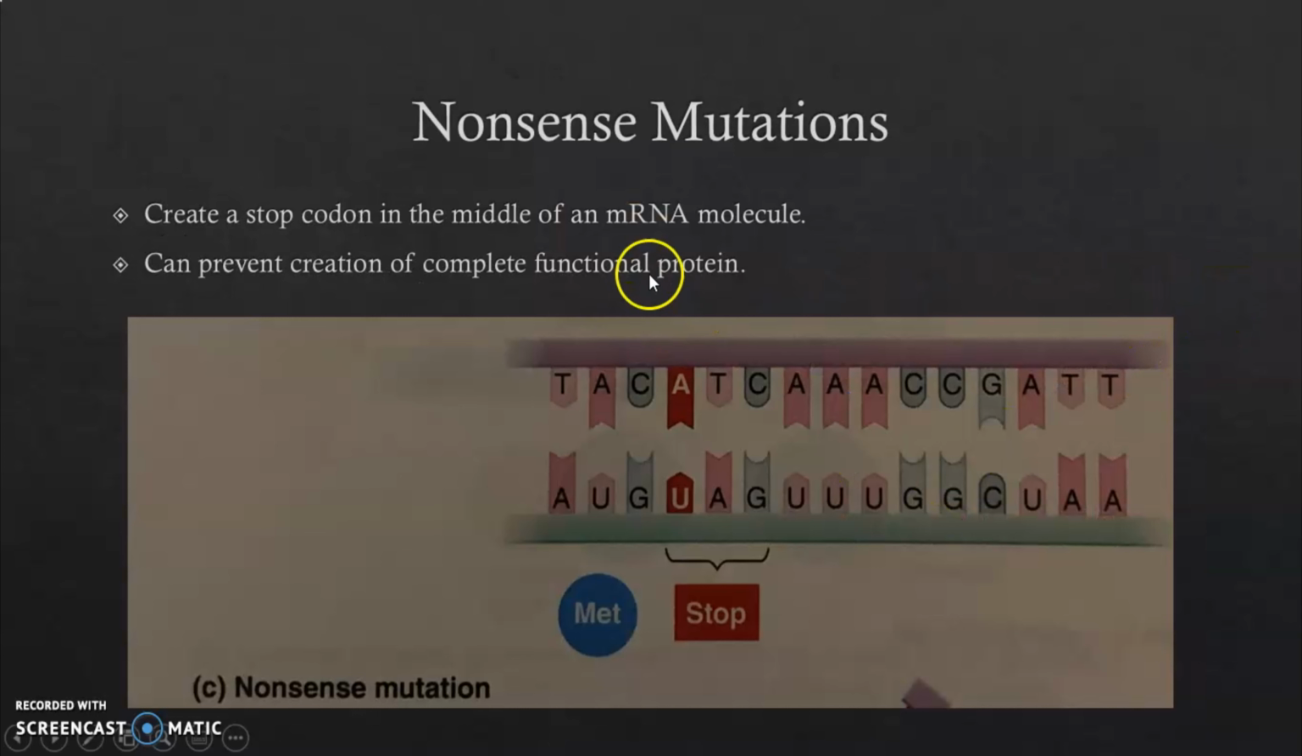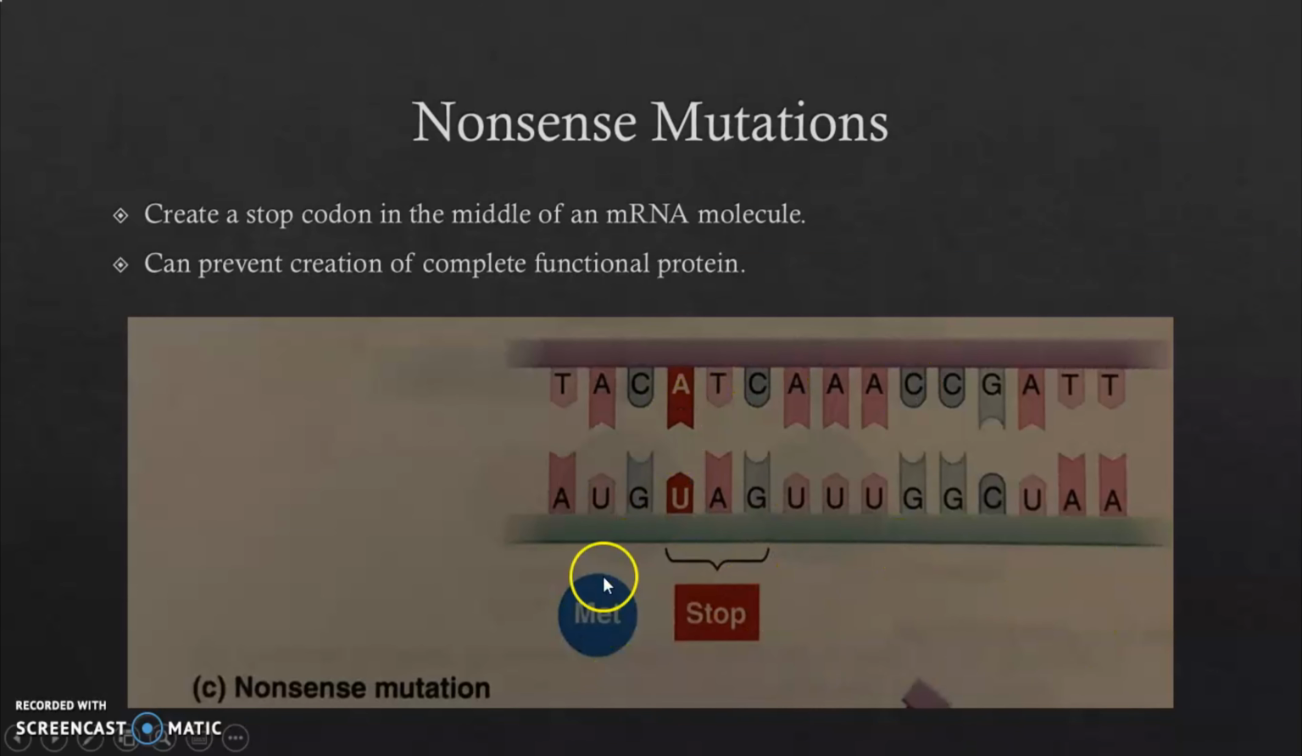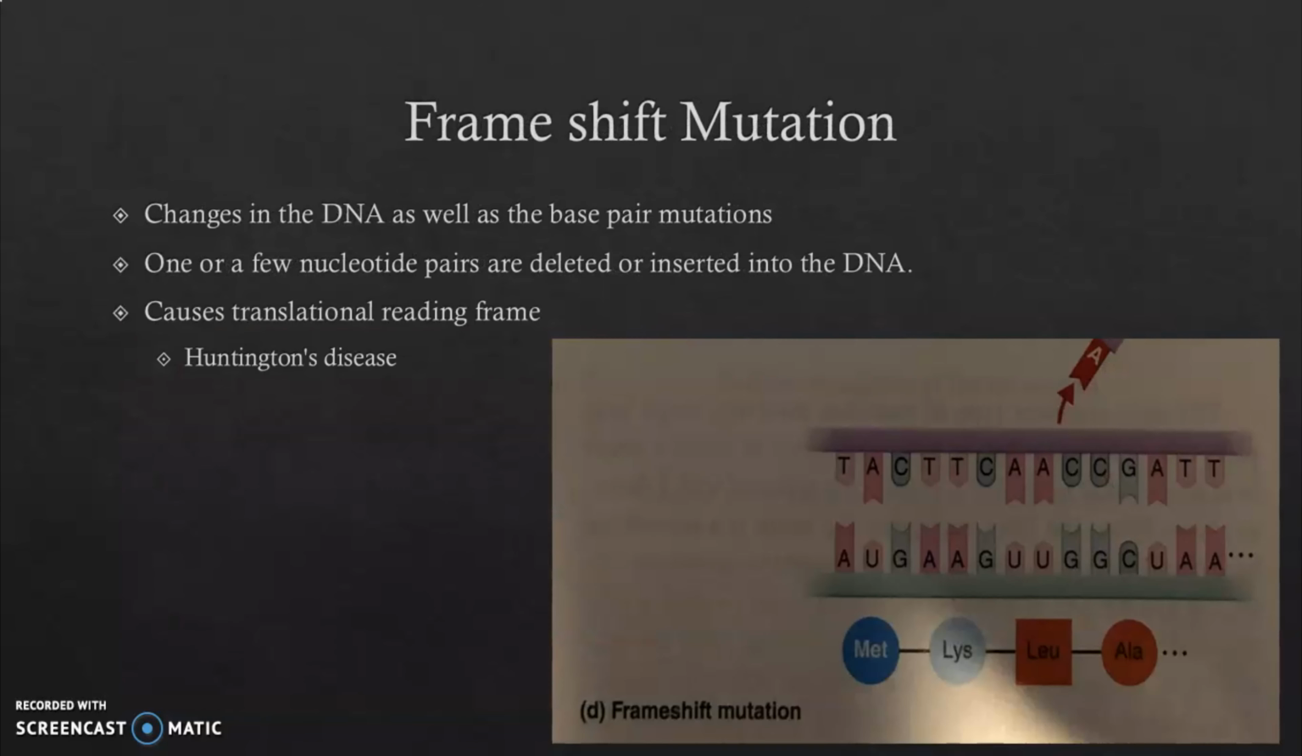A nonsense mutation. Now, these are the really serious ones, because these create a stop codon in the middle of the mRNA molecule, and these can prevent creation of a complete functional protein. Whereas with the missense one, while it could be serious, you at least still get the complete amino acid sequence, and a protein can be created. Here, these create premature stop codons, and they prematurely stop coding the protein, and you could end up with something that was supposed to be there and now is not there at all. So that's one type of dangerous one.